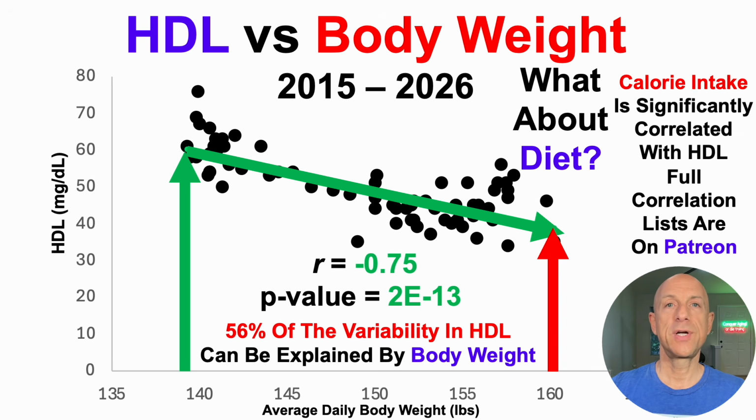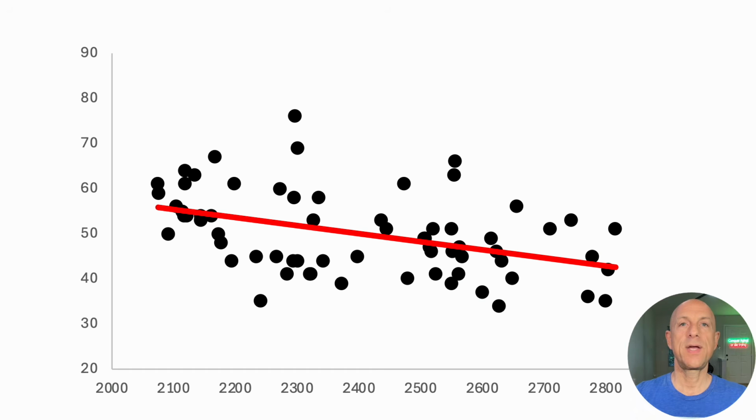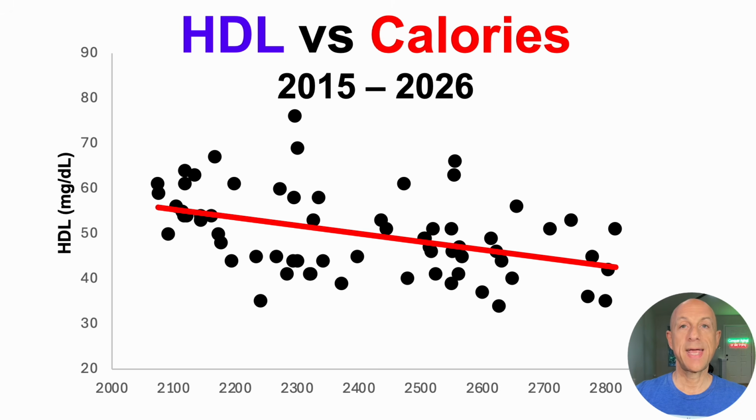But for now, let's take a look at that correlation for calorie intake with HDL, which is what we'll see here. On the y-axis, we've got HDL, and now on the x-axis, we're looking at the average daily calorie intake that corresponds to each blood test. Again, same approach. 50 days in between tests, or however many days in between tests, I take the average calorie intake, and then I line that up with the latter blood test. That's how I'm able to look at these data.